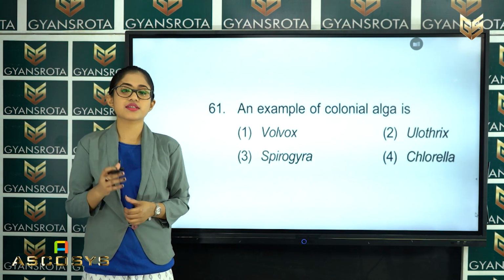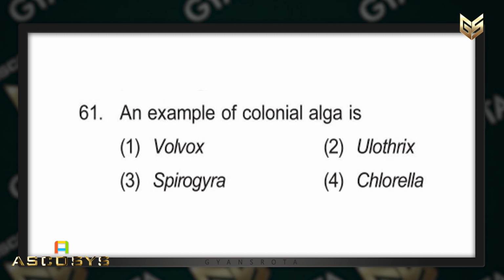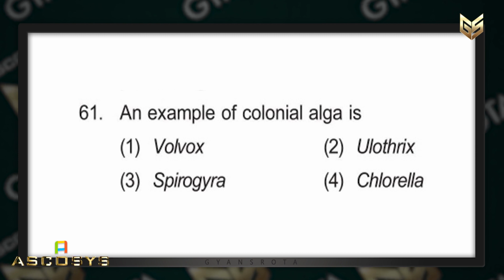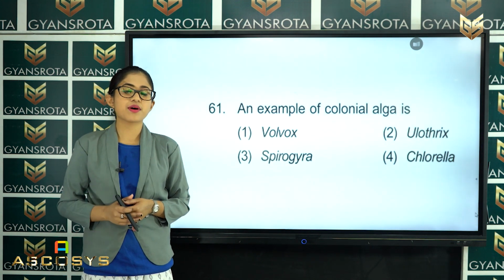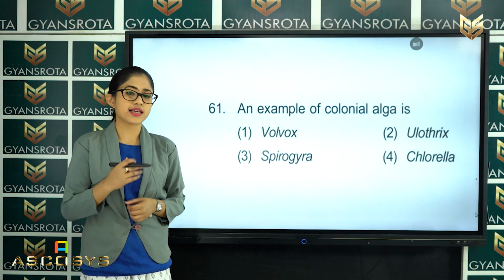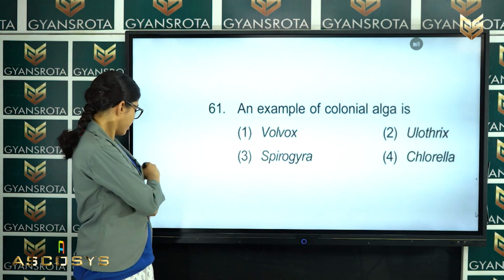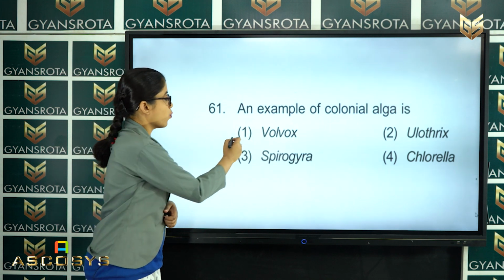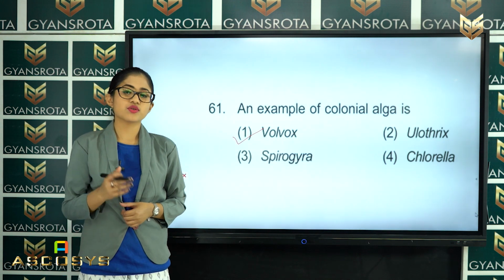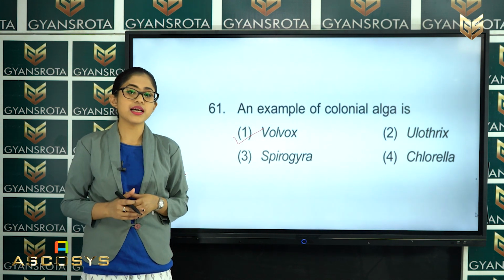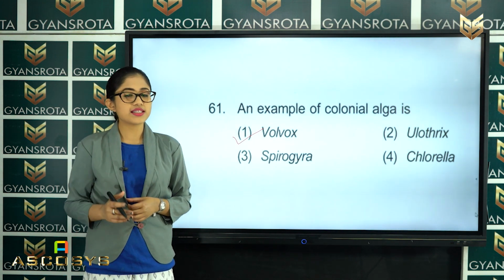Now, in the next question, question number 61, an example of colonial alga is Volvox, Eulatrix, Spirogyra or Chlorella. So, this is from the chapter Plant Kingdom. We have discussed the algae and there we have got all these examples. So, which among them is the colonial alga? That is option number 1, Volvox. Volvox, you know, lives in fresh water. They have a parent body and inside that parent body they have the daughter cells. So, that is the colonial alga.